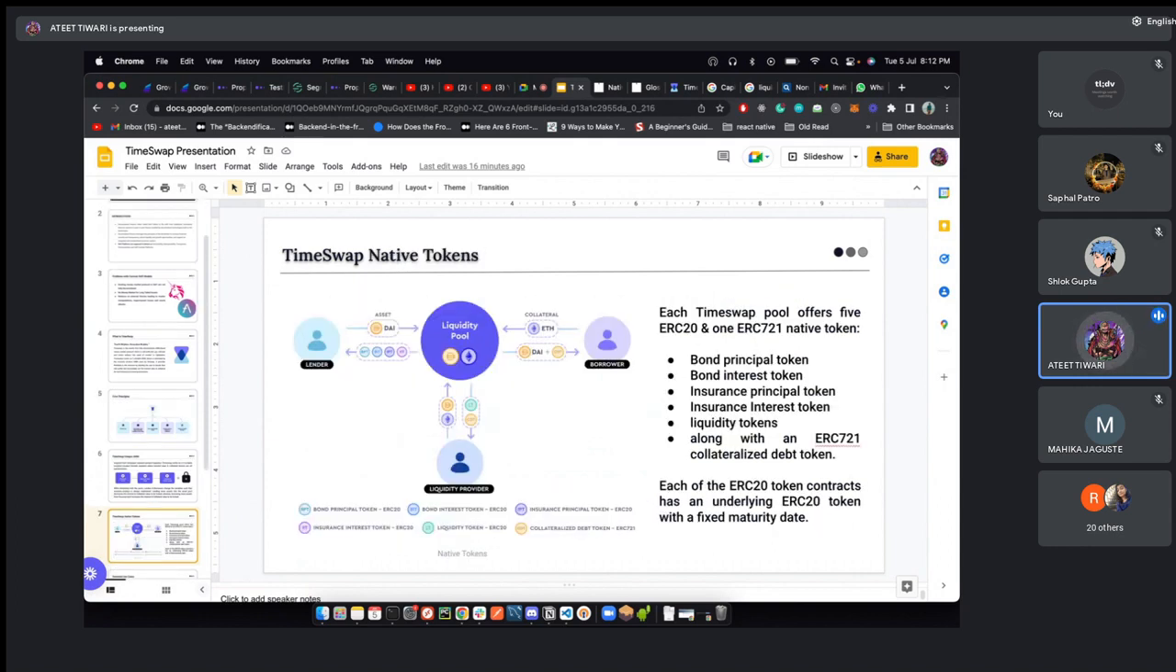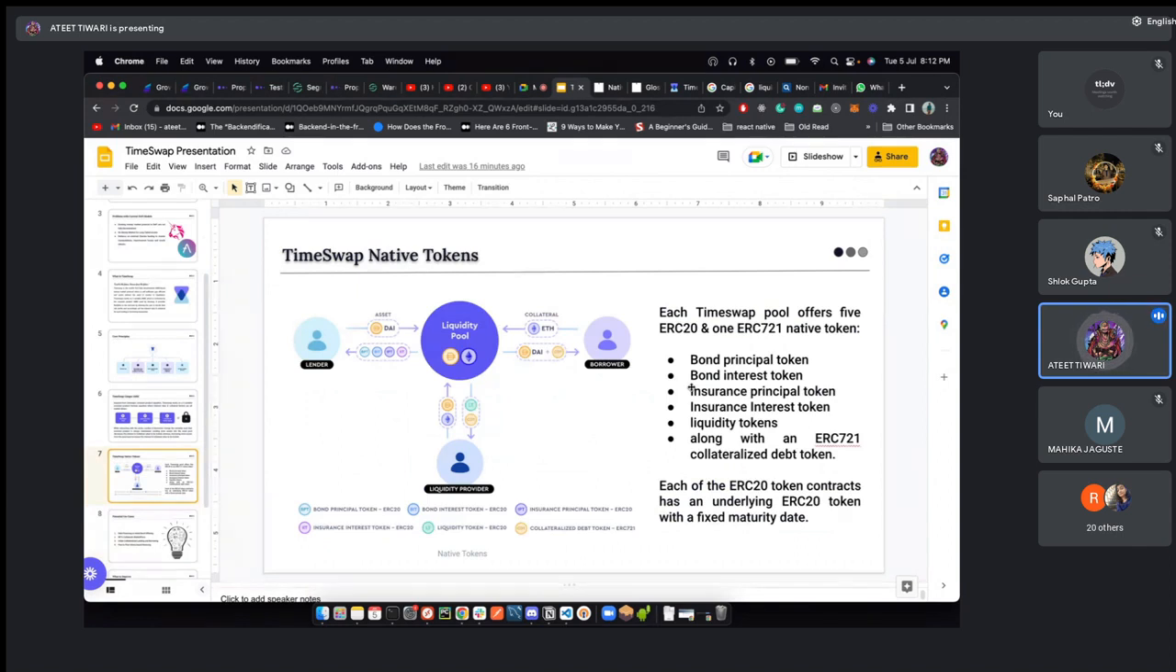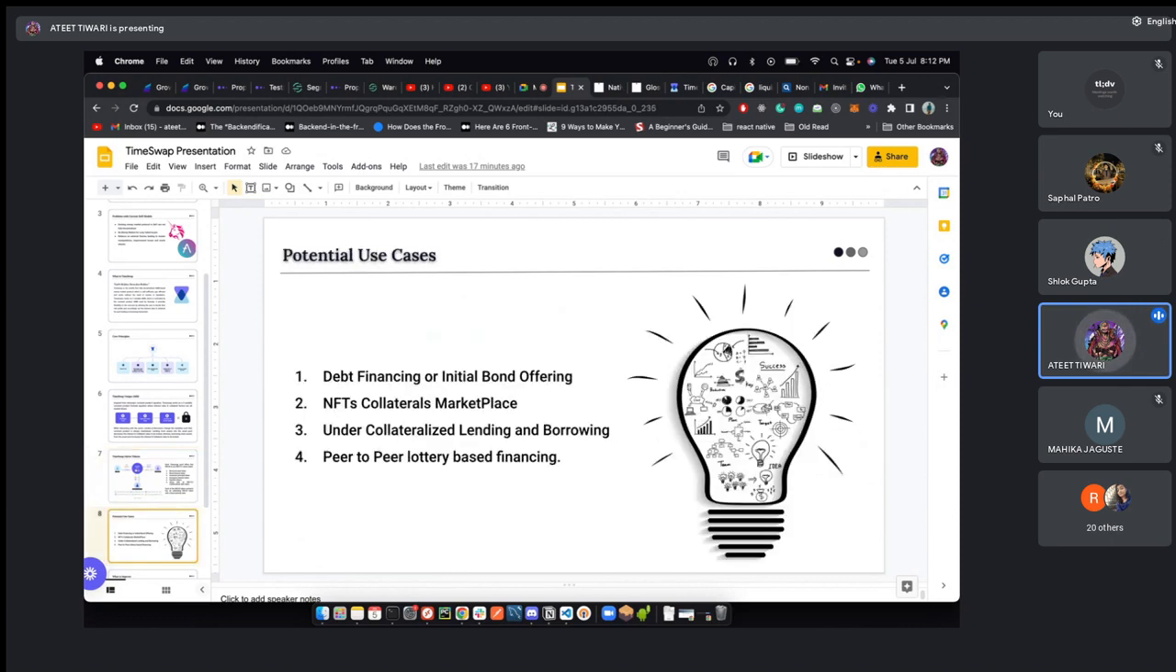The third is the time swap native token policy, where they are managing all the structuring of the finance through their different tokens. The lenders are allotted bond principal token, bond interest token, insurance principal token, and insurance interest token. I can't explain them in detail because of the time constraint, but I will put it in the slides. There are four potential use cases that I have found for the time swap protocol.